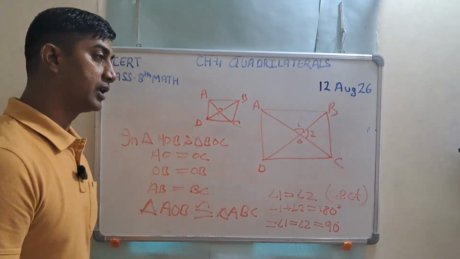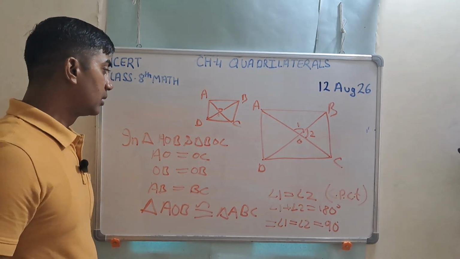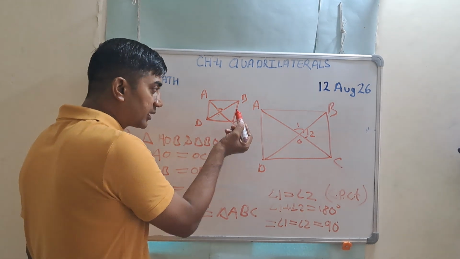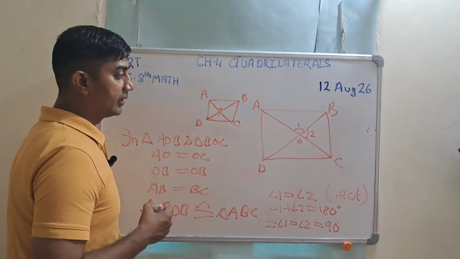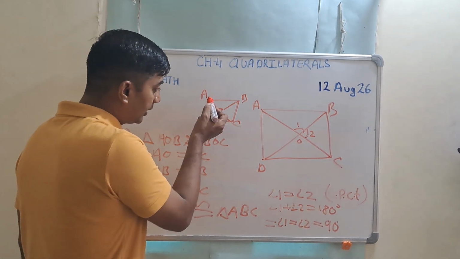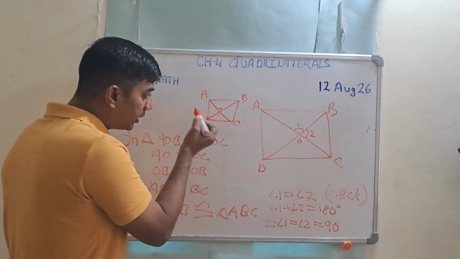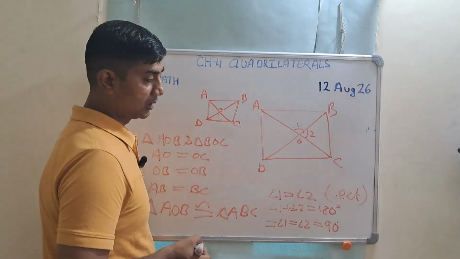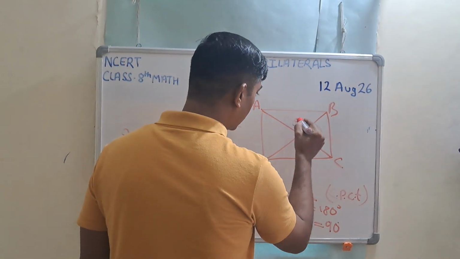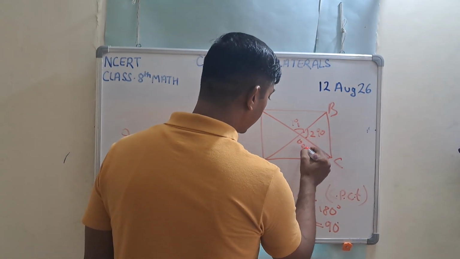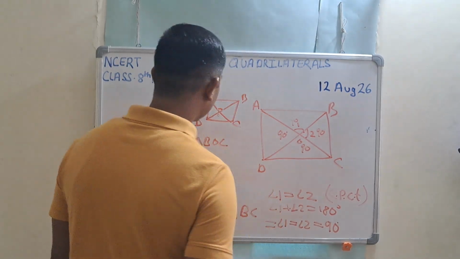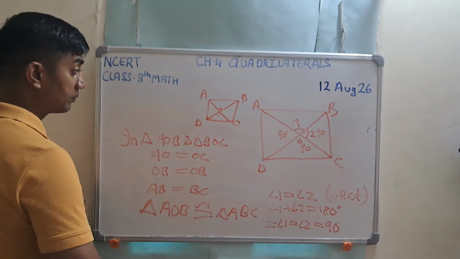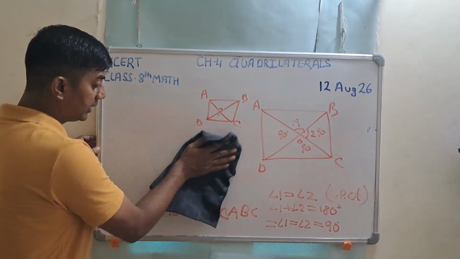So what is the special case which we have seen here? That when all the sides of the rectangle are equal, the diagonals intersect each other at an angle of 90 degrees. Understood? This is 90 degrees, this is 90 degrees, this is 90 degrees, this is 90 degrees. So this is our conclusion. This is our fourth deduction. Sorry, this is our fifth deduction. What is our fifth deduction? I will write here.